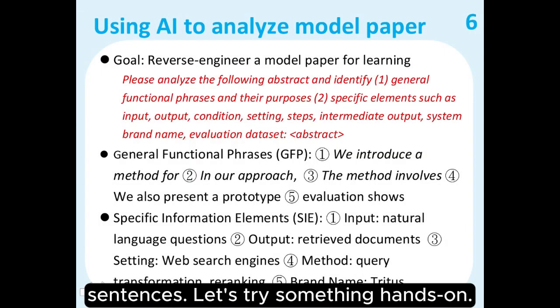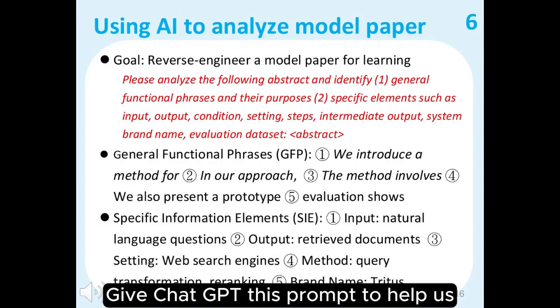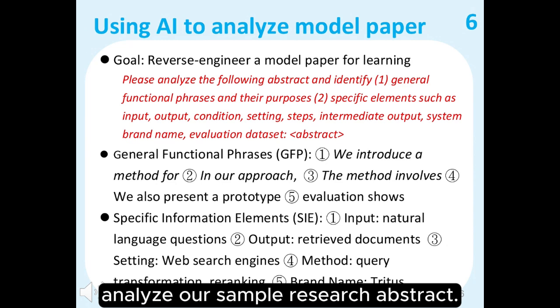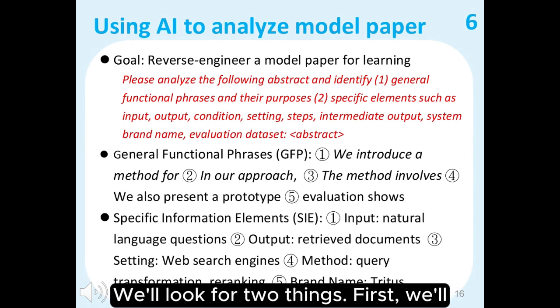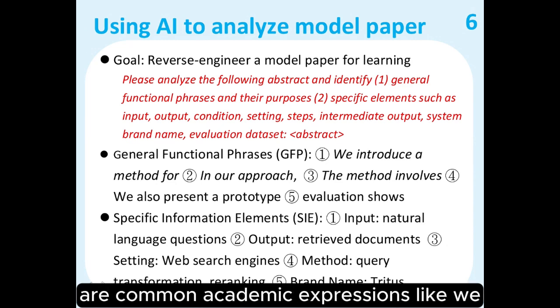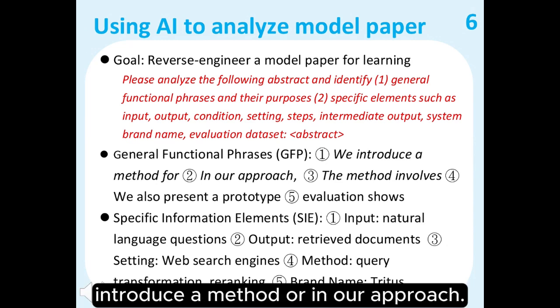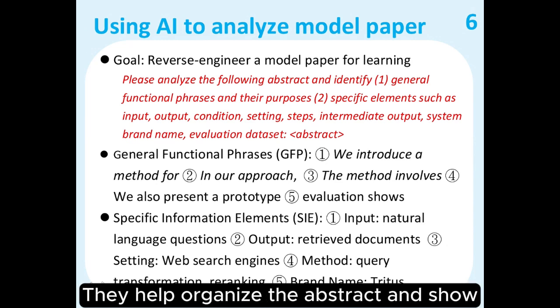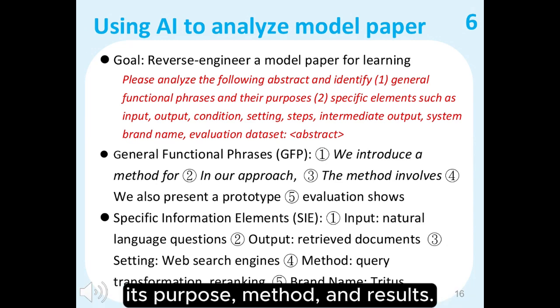Let's try something hands-on. Give ChatGPT this prompt to help us analyze our sample research abstract. We'll look for two things. First, we'll find general functional phrases. These are common academic expressions like "we introduce a method" or "in our approach." They help organize the abstract and show its purpose, method, and results.